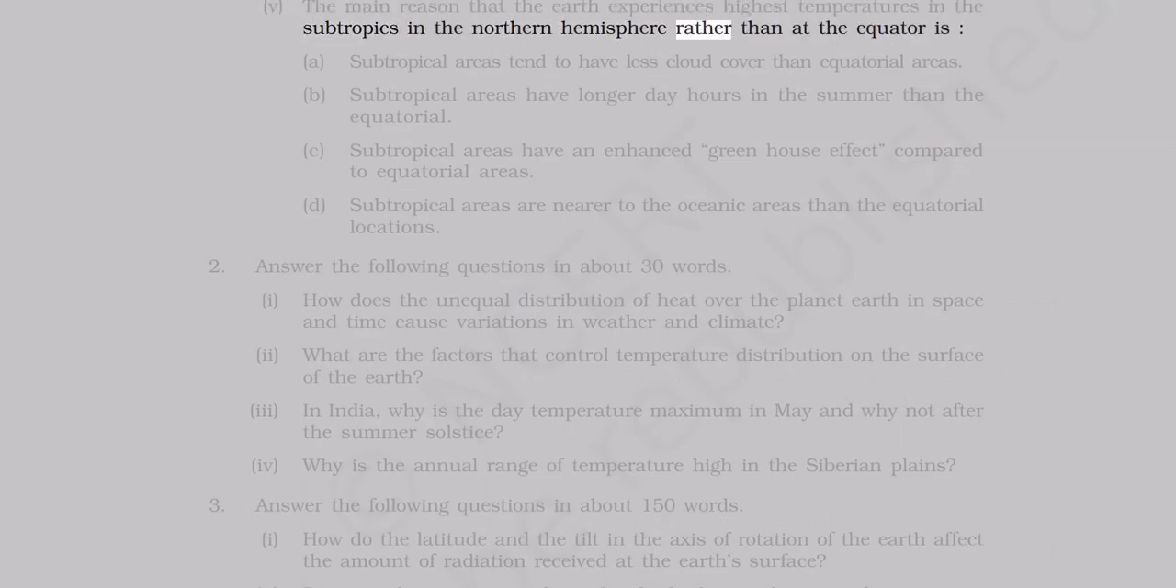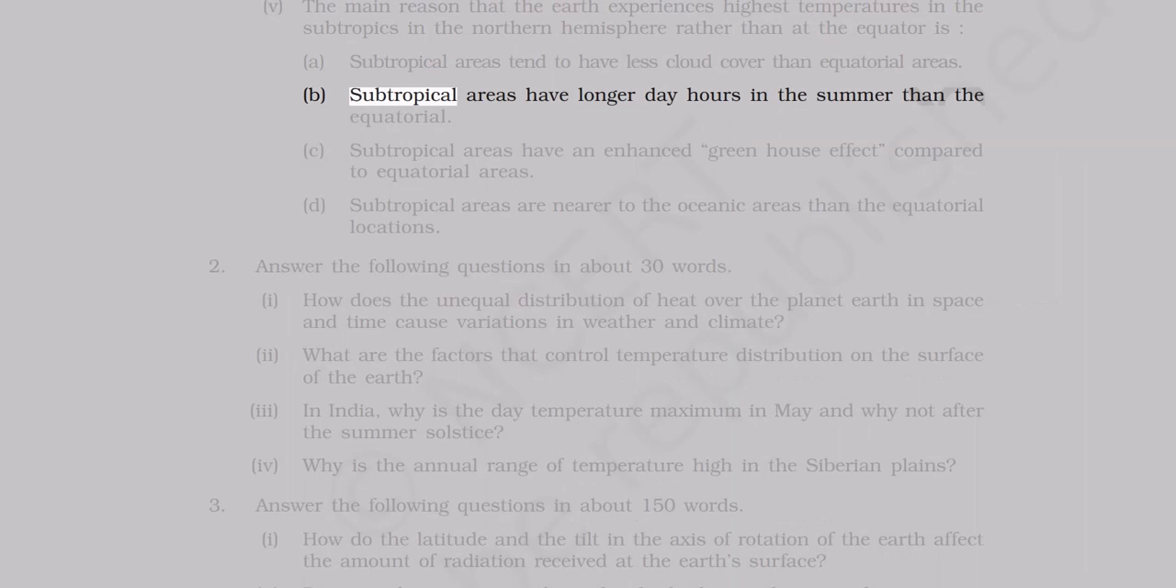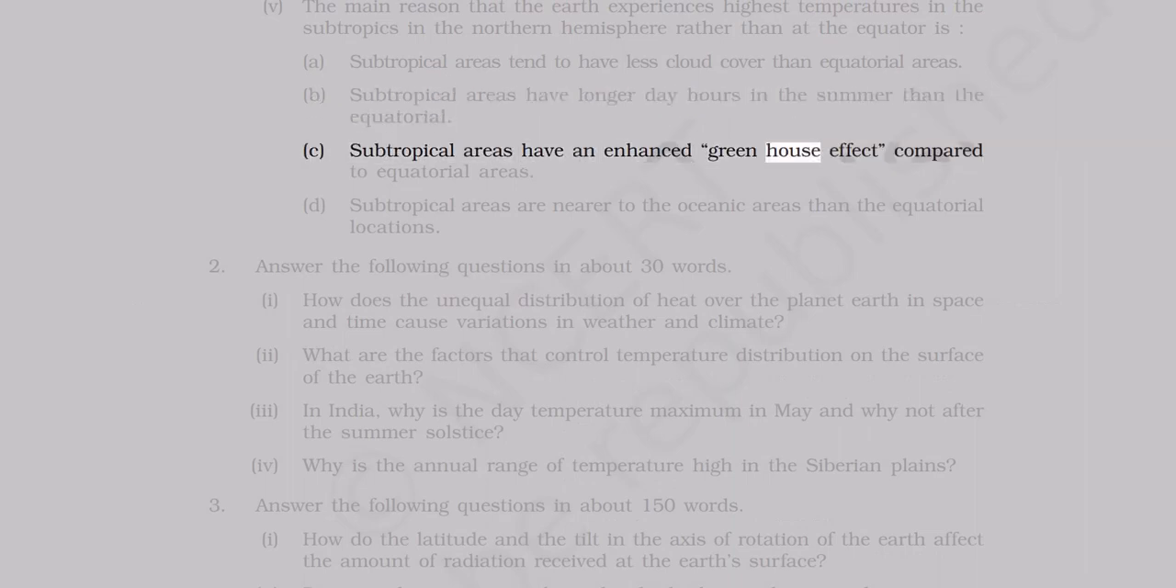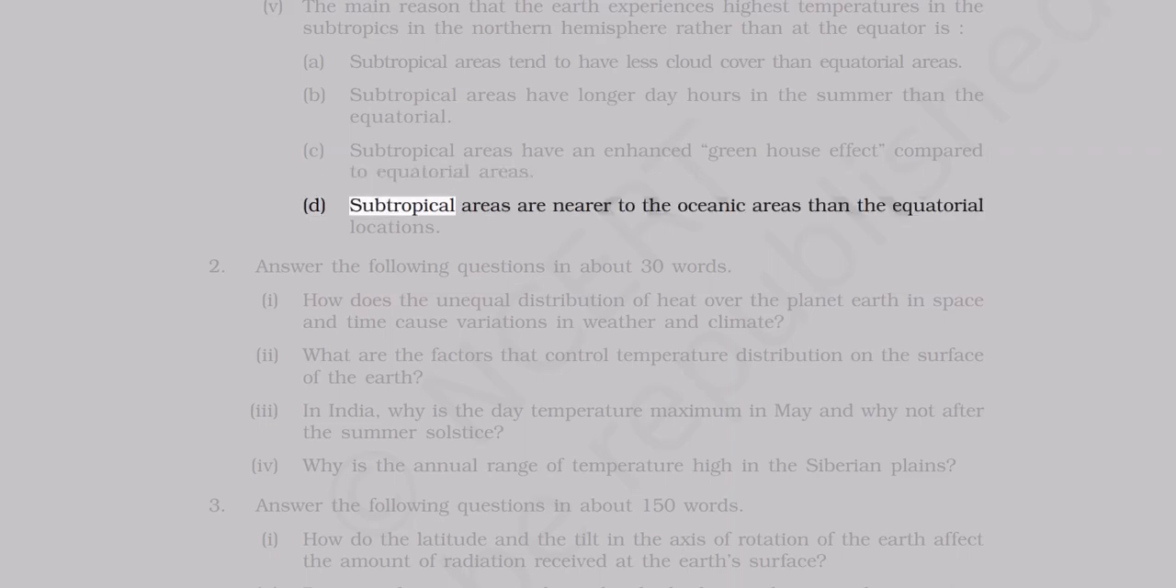V. The main reason that the Earth experiences highest temperatures in the subtropics in the northern hemisphere rather than at the equator is A. Subtropical areas tend to have less cloud cover than equatorial areas. B. Subtropical areas have longer day hours in the summer than the equatorial. C. Subtropical areas have an enhanced greenhouse effect compared to equatorial areas. D. Subtropical areas are nearer to the oceanic areas than the equatorial locations.